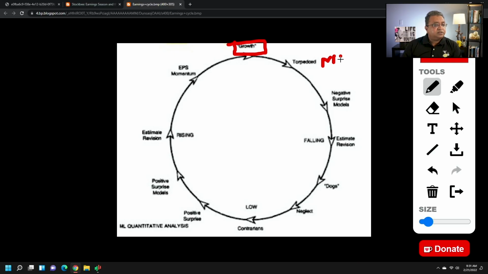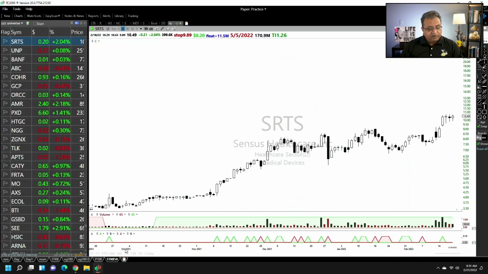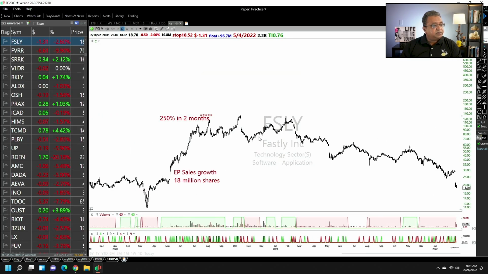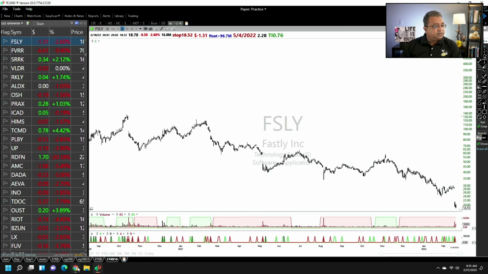If a stock misses earnings, typically it's not just one time, it keeps missing earnings. If you look at a stock like Fastly, it's not the first time it has missed earnings. It has been missing earnings, and that's why the stock has been going down, right? And there was a positive earnings surprise here. The stock made a 250% move. After that, it has been missing earnings, and as a result, it is going down.